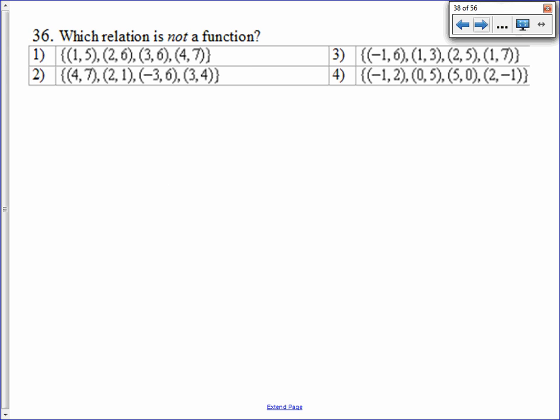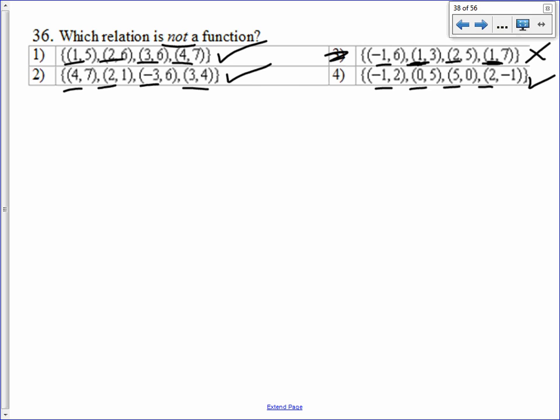Same type of thing here, which is not a function. Look at your x values. Those are all different. That one's good. All different. Good. Uh-oh. Bad. All different. Good. Which one is not a function?